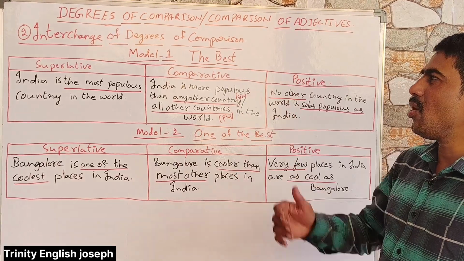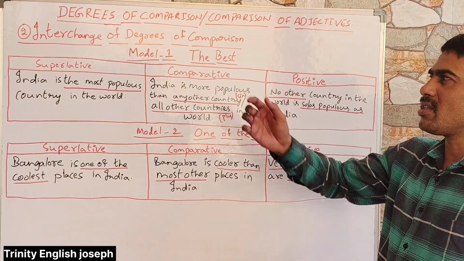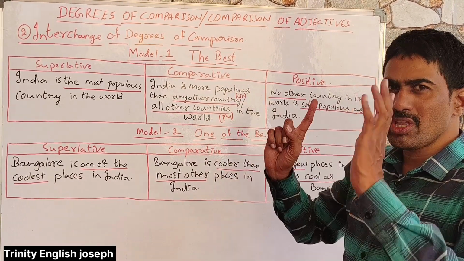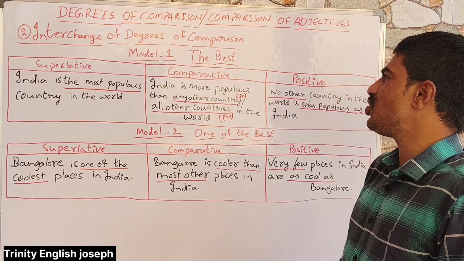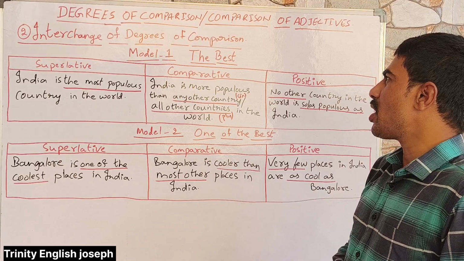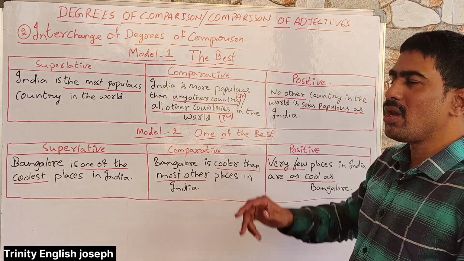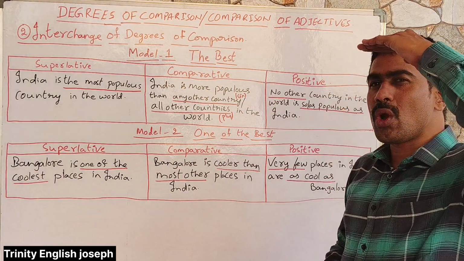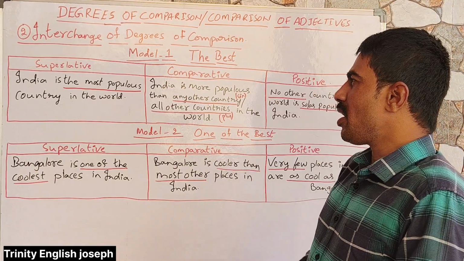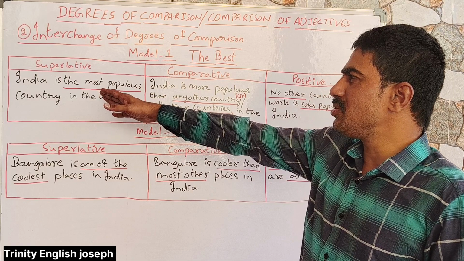And friends, now let us look at the second part, that is interchange of degrees of comparison. Altogether we have 6 models in the interchange of degrees of comparison. The first model is model 1, and the name of that model is the best. Whenever you want to talk about the topmost of anything, we use this model. And coming to the examples.